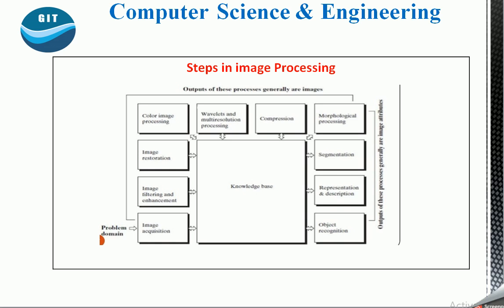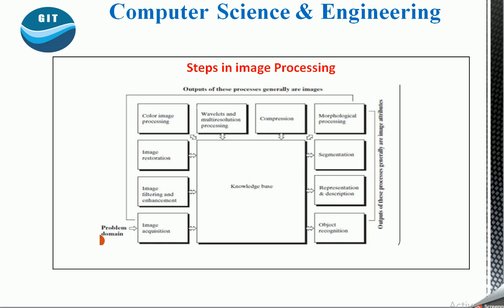Fourth step, color image processing. It is an area that has been gaining importance because of the significant increase in the use of digital images over the internet. Fifth step is wavelets and multi-resolution processing. In this step, we lay the foundation for representing the image in various degrees of resolution. Step number six, compression. Compression is a technique used for reducing the storage space for saving an image and reducing the bandwidth required for transmission of an image.